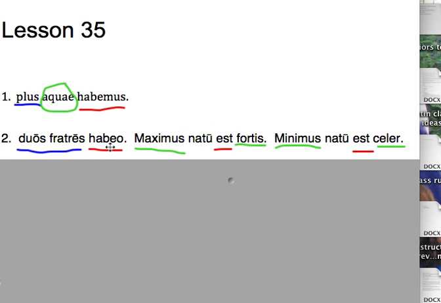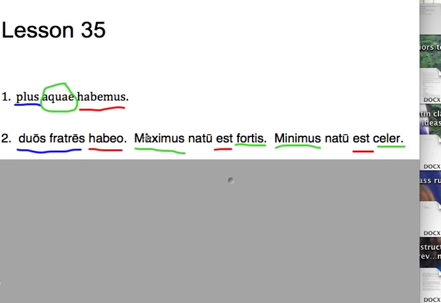So, habeo, same verb as up here, different subject. I have duos fratres, I have 2 brothers. Okay, simple enough. Then we're going to have some more information about those 2 brothers, the maximus and the minimus. Okay, and note the expression maximus natu, minimus natu. Okay, natu basically means by birth.